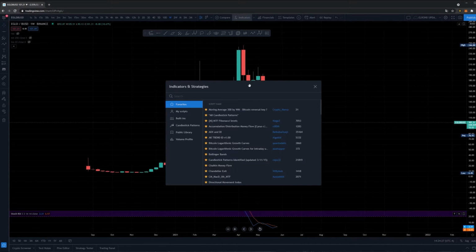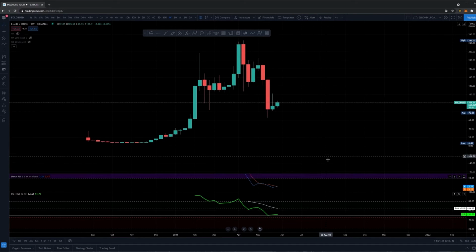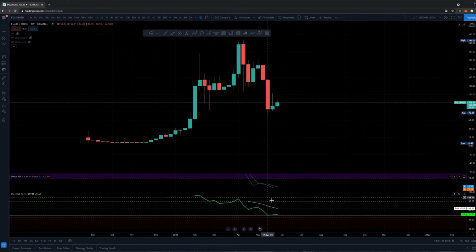Also, if we want to know who's in control on the weekly chart, the bulls are still in control, but they don't have the edge. We are in bullish territory, but the bears are having the edge right now.